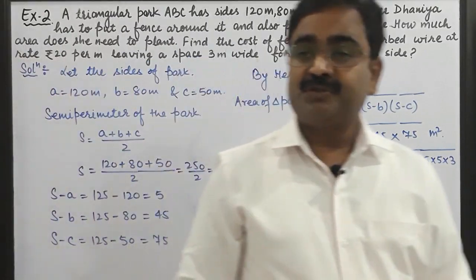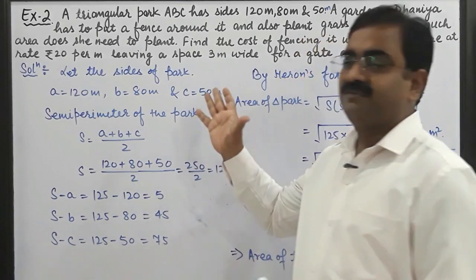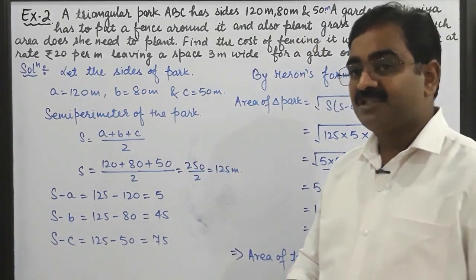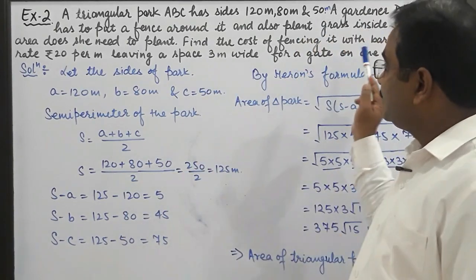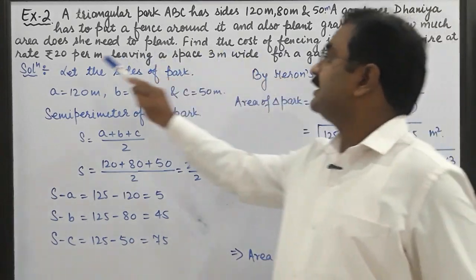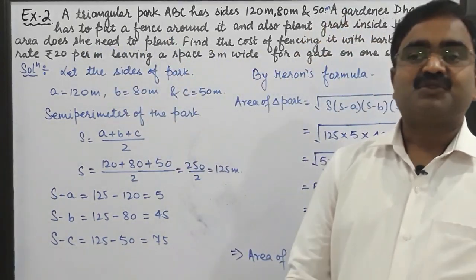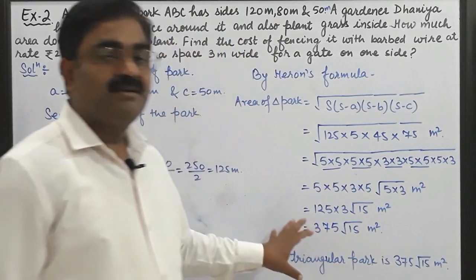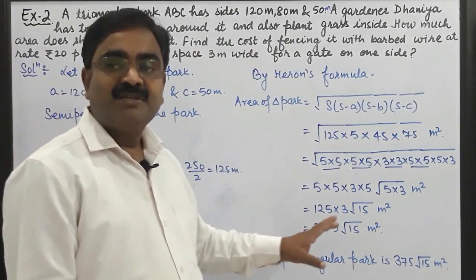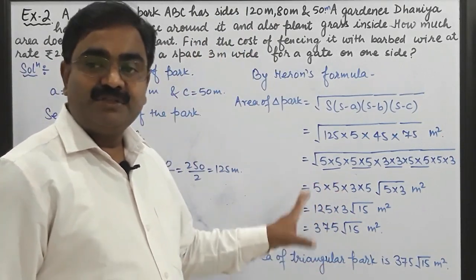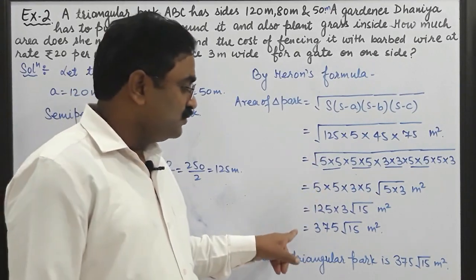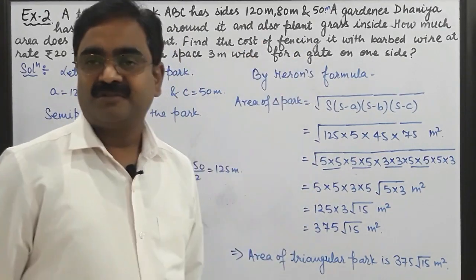Now this is not the full explanation of this question. Why? Because there are two questions being asked. First it was asking how much area she needs to plant. So this is the area of that park in which the gardener Dhania wants to plant the grass.